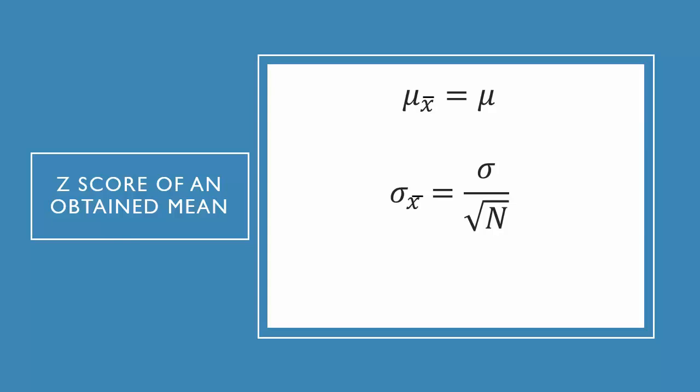And so we're going to use the same formula for a z-score, except that now we're talking about means, so we're going to change the standard deviation. This sigma right here, we're going to do sigma sub x bar, which is the population standard deviation divided by the square root of n.